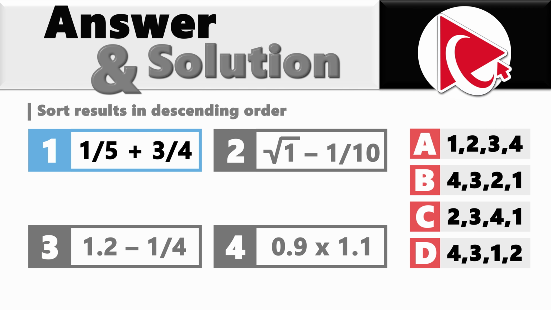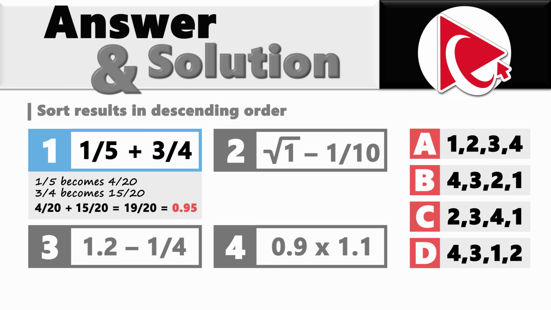In the first expression, to add these fractions, you need a common denominator, which is 20. So 1/5 becomes 4/20 and 3/4 becomes 15/20. 4/20 plus 15/20 equals 19/20 and equals 0.95.